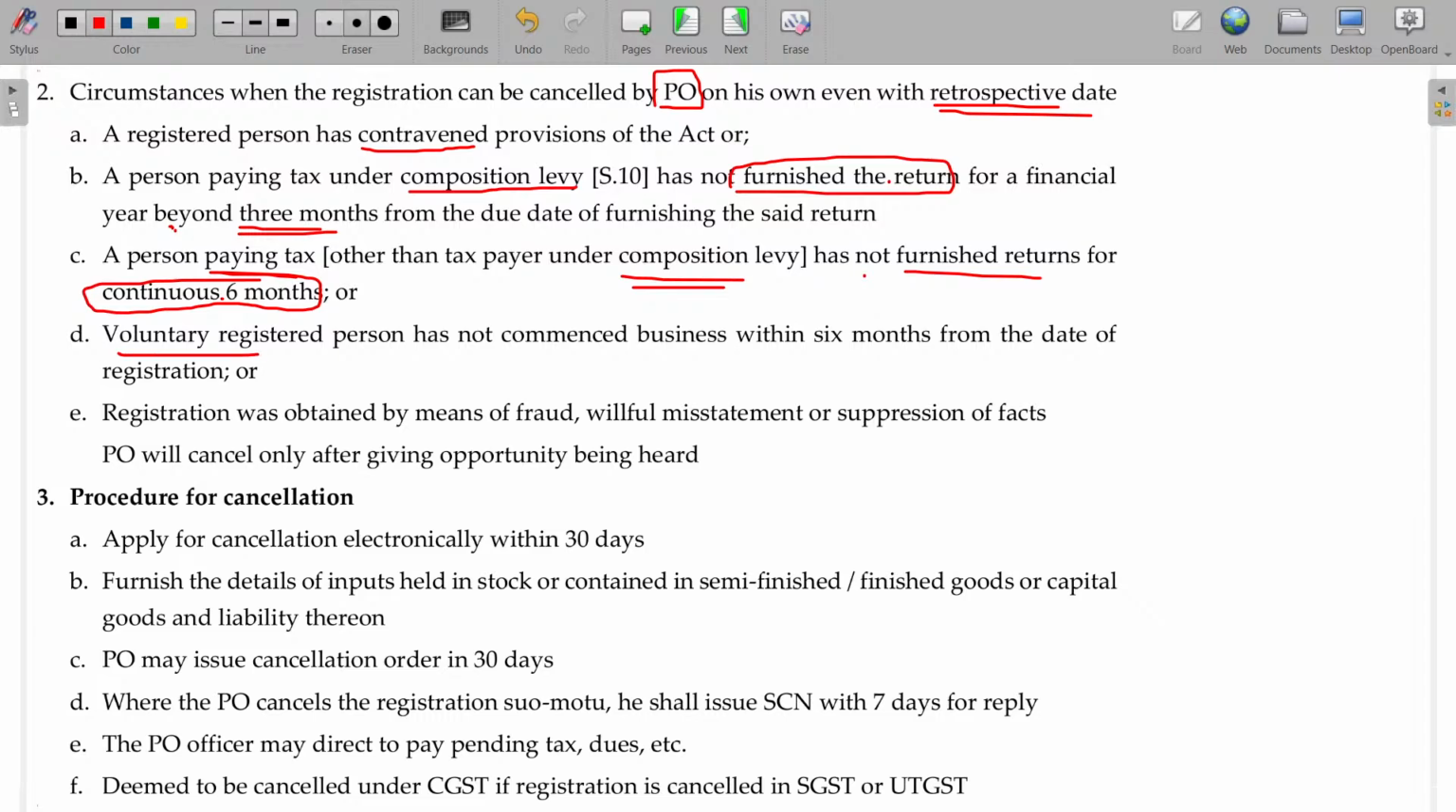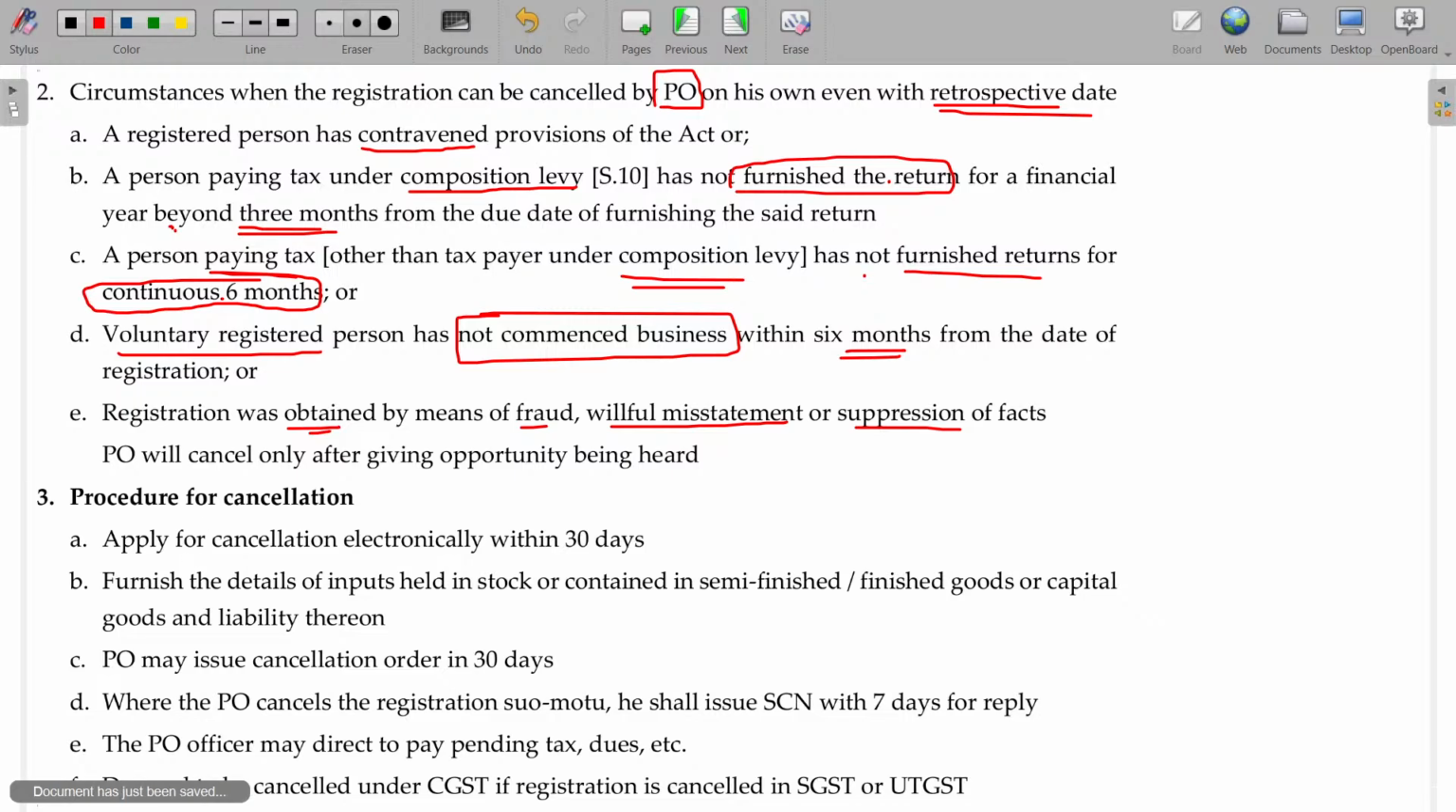In the case of a voluntarily registered person who has not commenced business, he says, I want to register myself, sir, but after registration he has not started his business for 6 months. Then also cancellation will be initiated by the proper officer. And where registration was obtained by means of fraud, willful misstatement, or suppression of facts, in this case also the proper officer will cancel. While cancelling, they will give the opportunity of being heard. They ask for your clarification, and based on that the cancellation will be done.